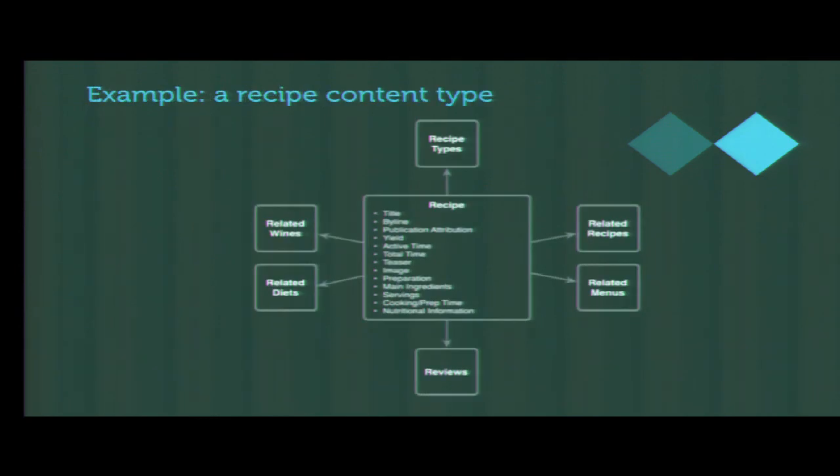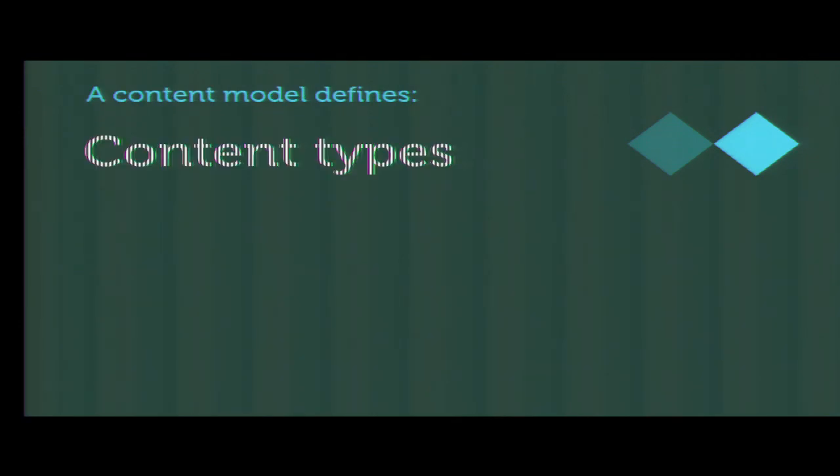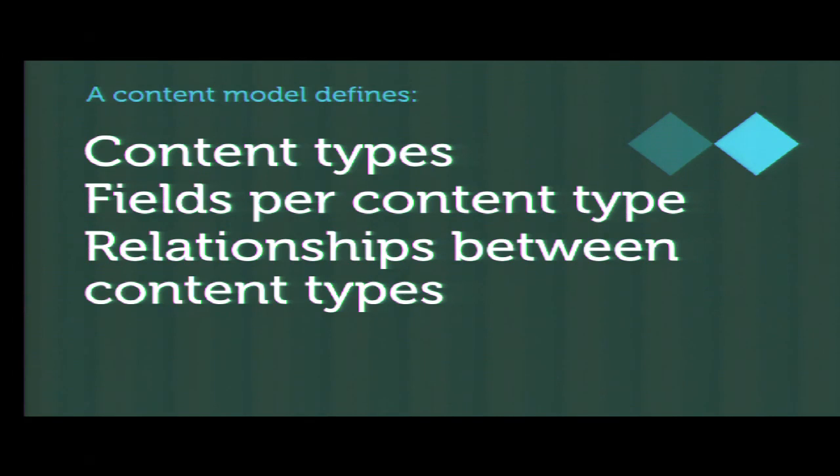You know this one. This is a typical example of a recipe, right? Recipe has fields, as we know them in Drupal, and it has relationships with other content types like related recipes, related menus, reviews. So you get the idea of a content model here. This is a single content type and its relations. So what's in a content model? It defines the different content types, the fields that are in each content type, and the relationships between content types.